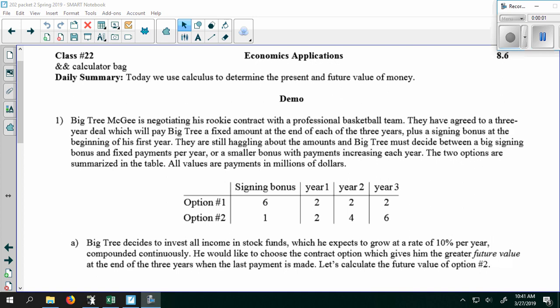Okay, so today we're going to use calculus to determine the present and future value of money. This is a really key concept in business and finance. Money has a value right now, and it has a future value, because if you have money in hand, you can invest it and it'll grow. So money in hand right now is worth more than money that somebody would give you later. It's always better to have money now because then it can grow.